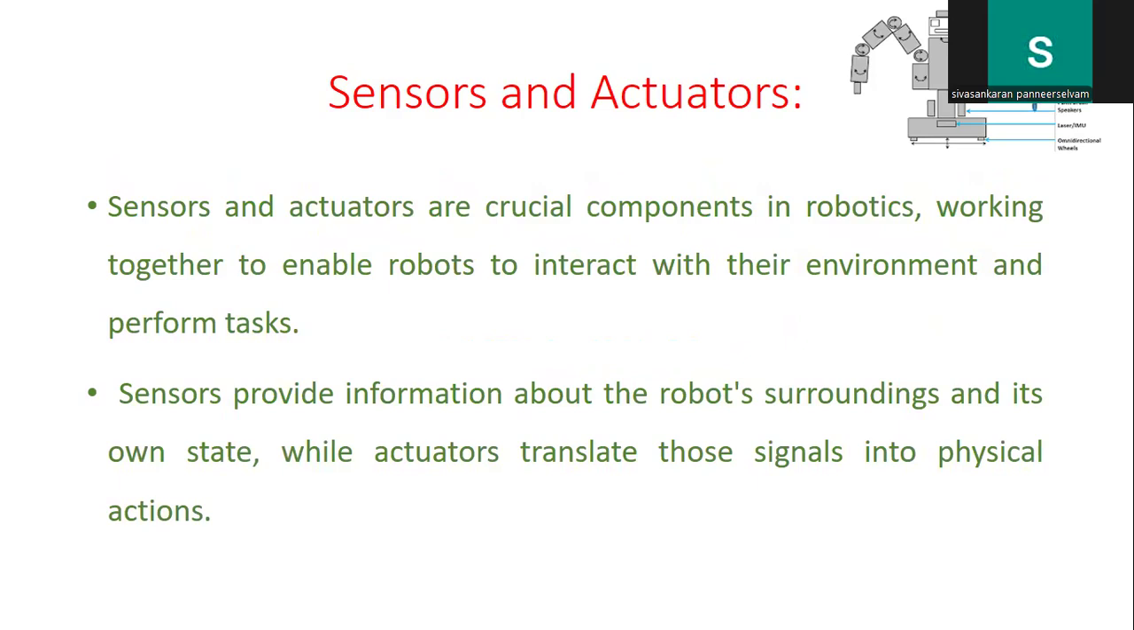Now let us start with the topic. So sensors and actuators are considered to be the most important components in robotics. These two work together in order to enable the robots to interact with the surrounding environment to perform the expected task. The sensors provide information about the external surroundings to the robot, while the actuators translate those signals into physical actions by means of mechanical motions.